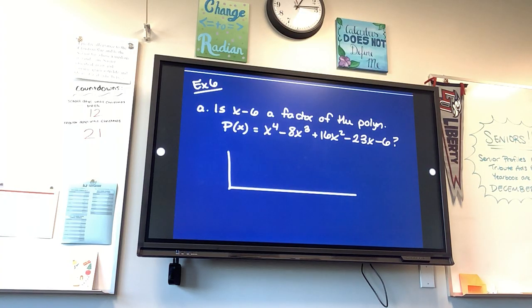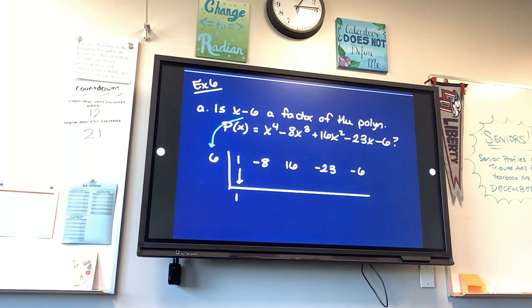I say x to the 4th. What do you say? 1, thank you. X cubed, -8. X squared, 16. X, -23. And constant, -6. Very good. Go ahead and bring down the 1. Now, is x minus 6 a binomial? Yes, it is. So what do I write? Correct.